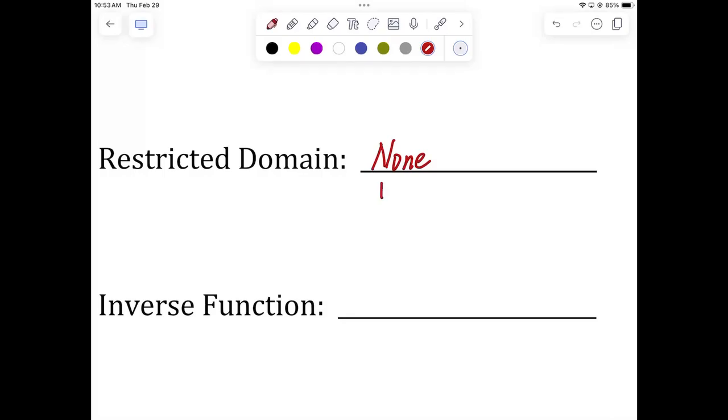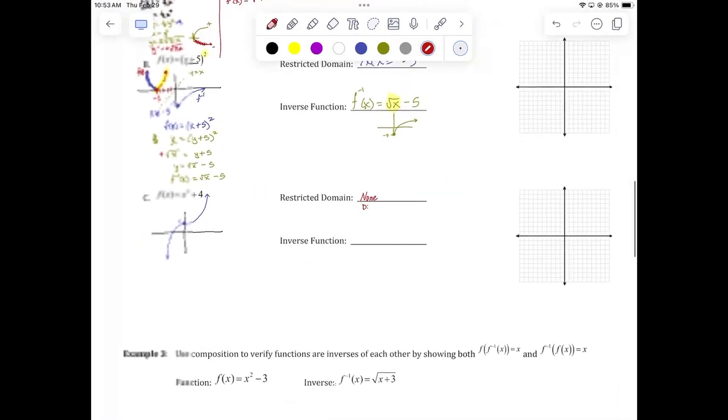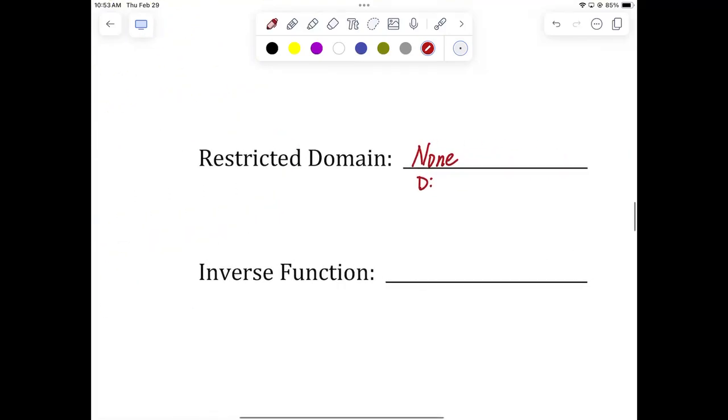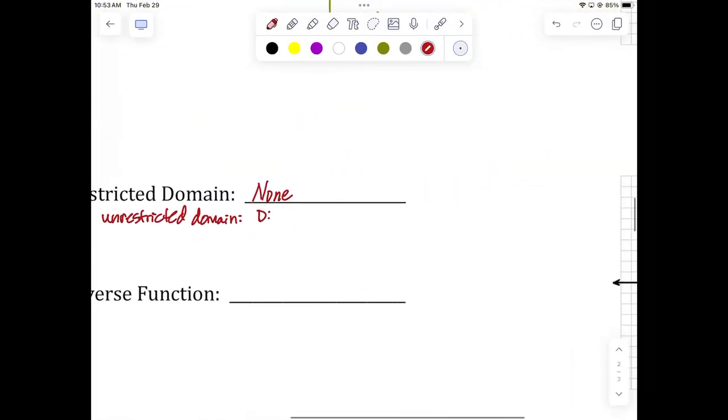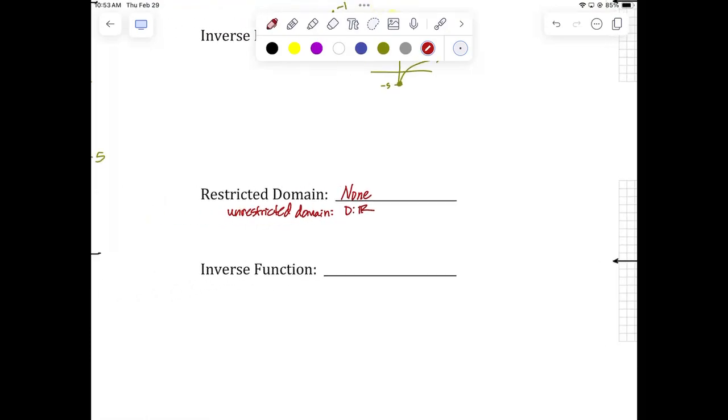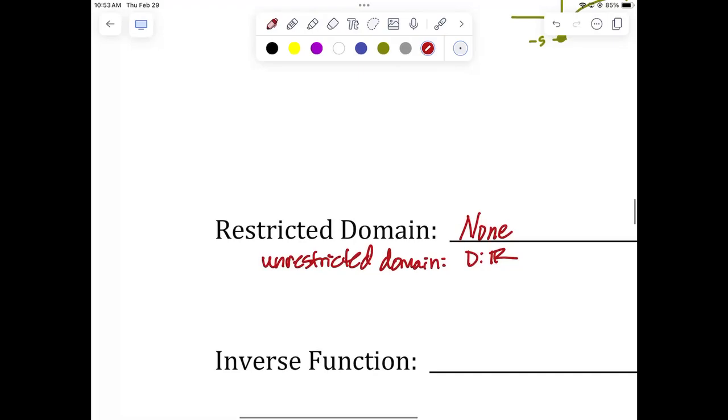Now we can say what the domain is going to be. What is the unrestricted domain? What's the domain of x cubed? All negative infinity to infinity, or all real numbers. So if it ever asks you for the restricted domain, it's not asking you for the actual domain. It's saying what, if any, values need to be restricted? We don't need to restrict it. There's no restrictions.